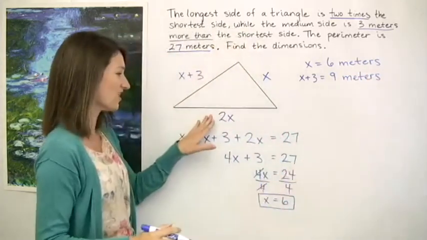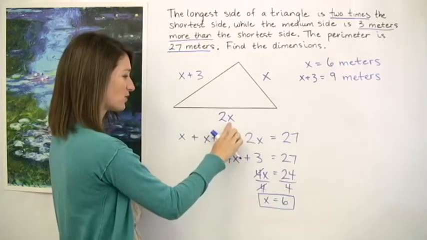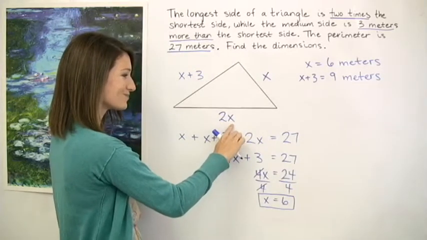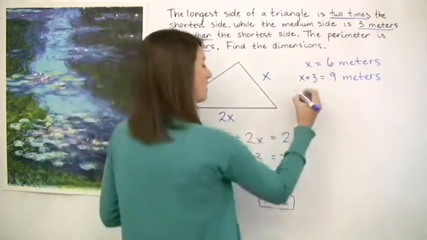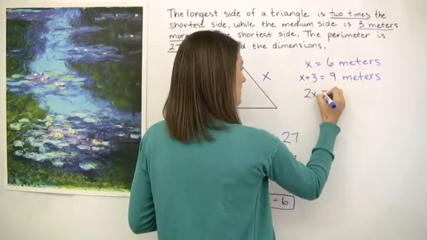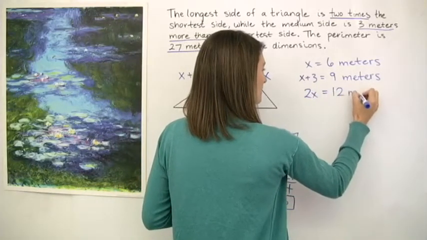And then finally, our longest side, we'll plug in 6 for the value of x here. So 2 times 6 is 12 meters. So our longest side, represented by 2x, is 12 meters in length.